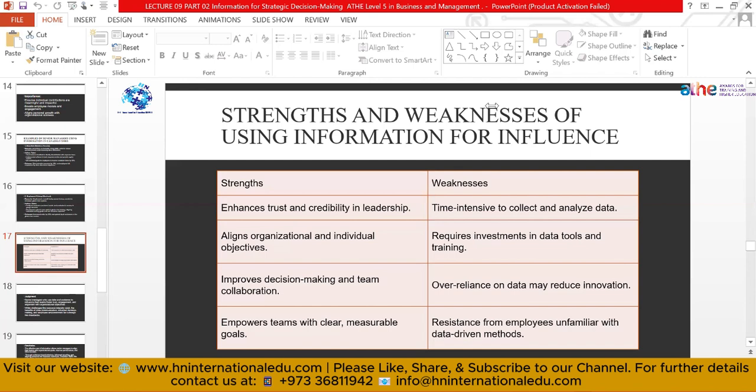Over-reliance on data may reduce innovation. You're getting the data from where? The secondary resources most of the time, and only a few from primary sources, so it hinders the innovation aspect, the uniqueness. Benchmarking. Resistance from employees unfamiliar with data-driven methods, who are used to the traditional ways.